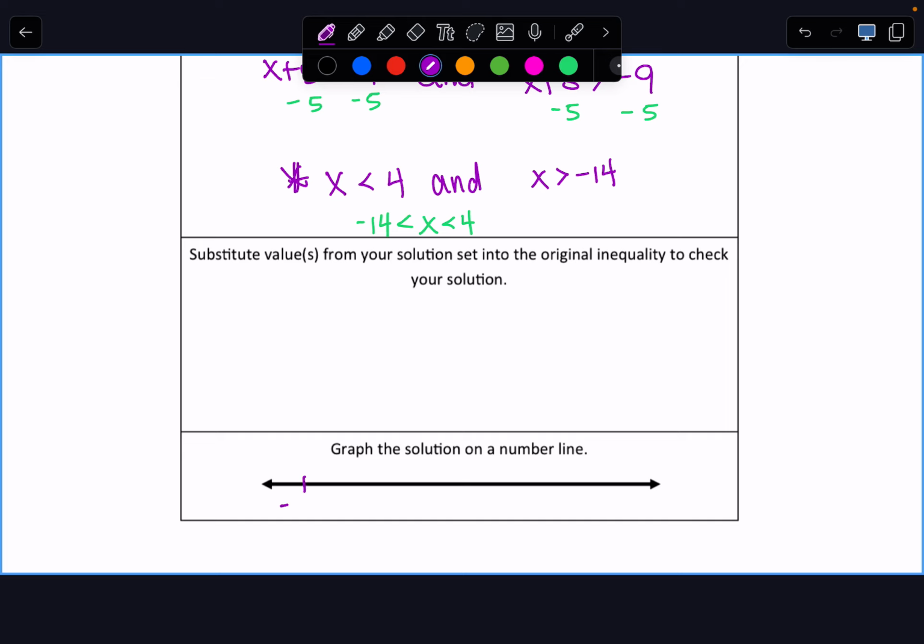Okay, so negative 14 and 4. We have an open circle at both, right? And if we are greater than negative 14 and less than 4, we've got this going on, right?